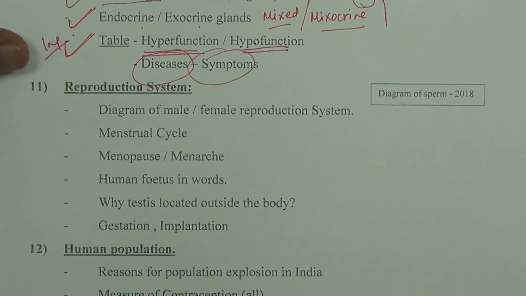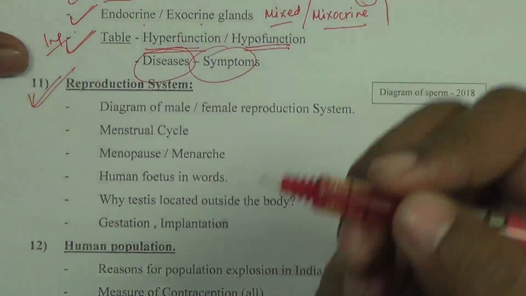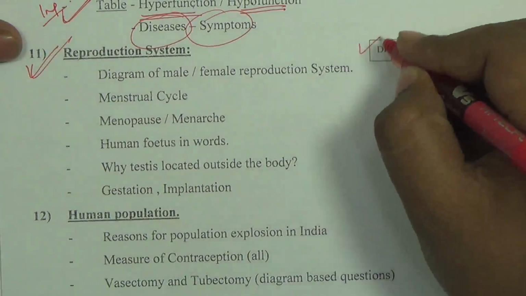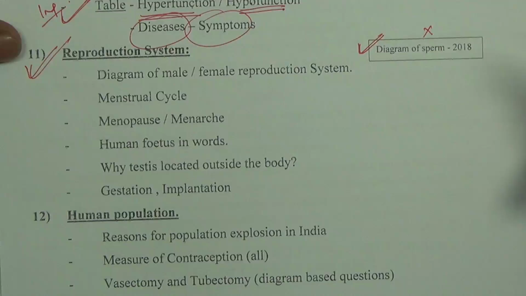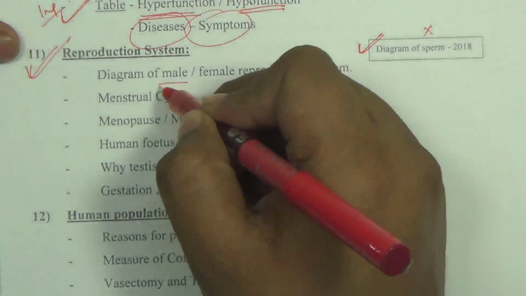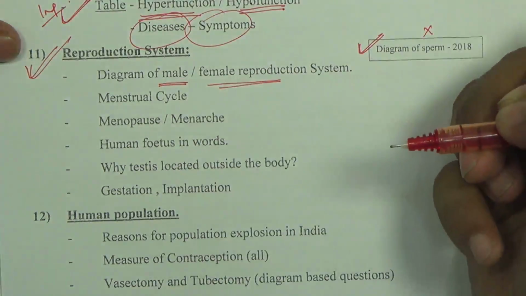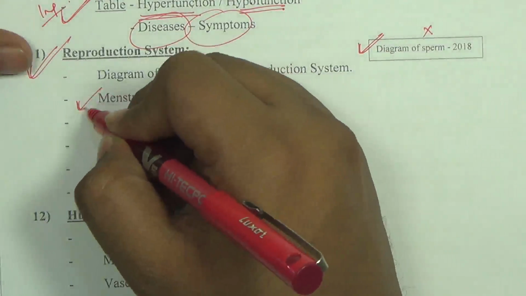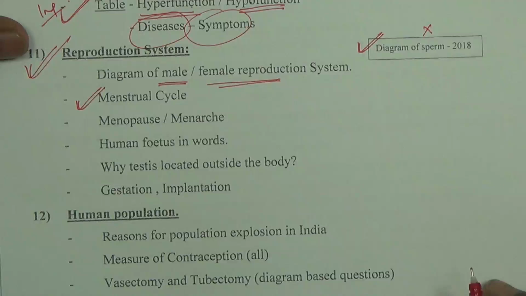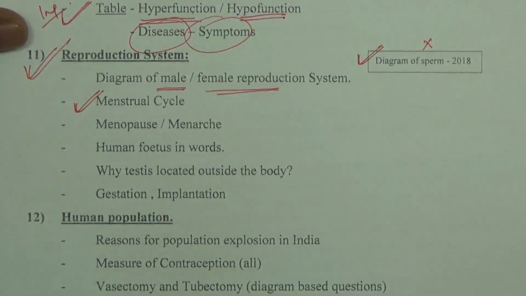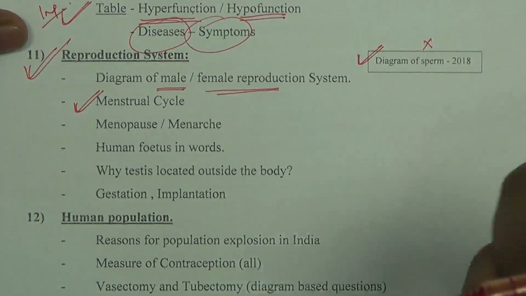Next we have the reproductive system, a very important chapter. The diagram of sperm came in 2018, so you need not expect questions from there, but diagrams of the entire male and female reproductive system are important. What do you mean by menstrual cycle? Of course you do not have to draw them, but a few small questions will be asked, and labeling is very important. You must know which organ is where.